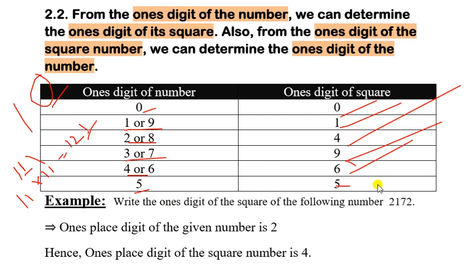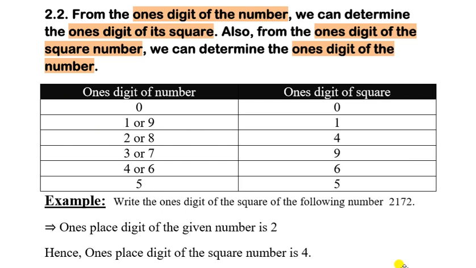I am going to explain here only the one's place digit. Remember, this is very important. I am not going to discuss the ten's place digit, hundred's place digit, or thousand's place digit. I am going to discuss only the one's place digit. So from the one's place digit we can identify the one's place digit of a square number also.